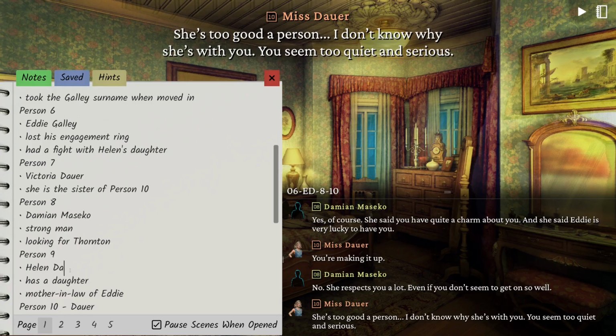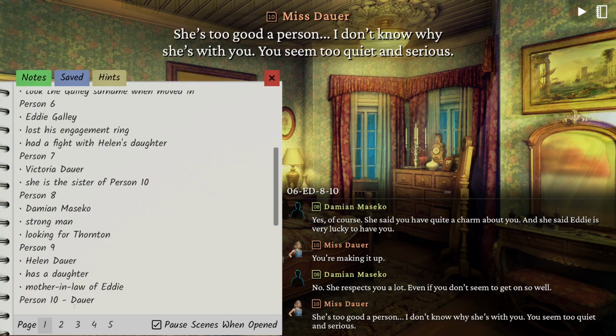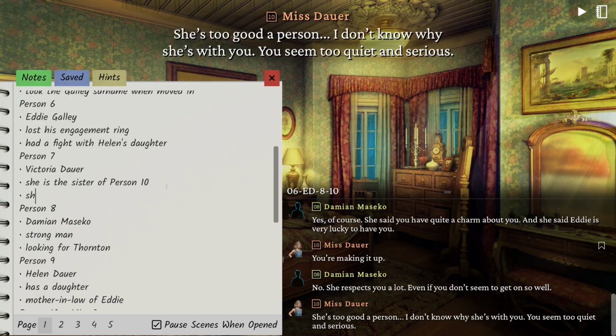As well as Helen. I don't know her name yet. Do we? And she is with Damien. Damien, not looking for Thornton anymore. He is with Vic.